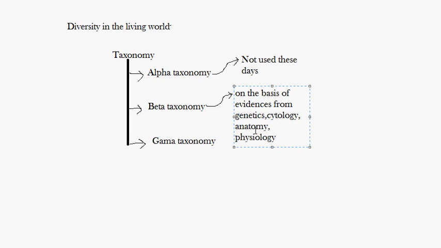Now, what is the gamma taxonomy? The gamma taxonomy considers all microscopic observations and biochemical evidence, and is equivalent to neo-systematics. Neo-systematics is a very popular, very good system to classify organisms. It is very correct and accurate, but the problem is that gamma taxonomy requires a lot of investment of money. So it is used in the developed countries that can invest more money, and the developing countries still use the beta taxonomy for classification. It is based on all microscopic observations and biochemical evidence.